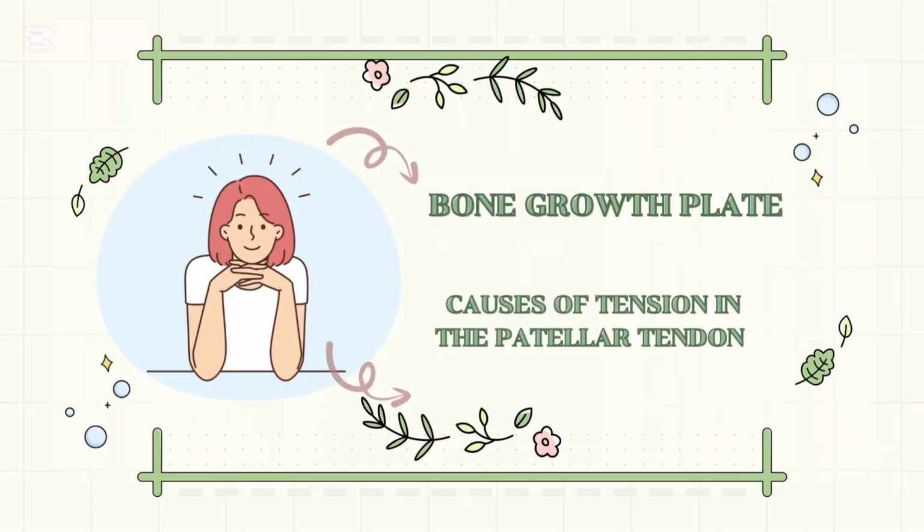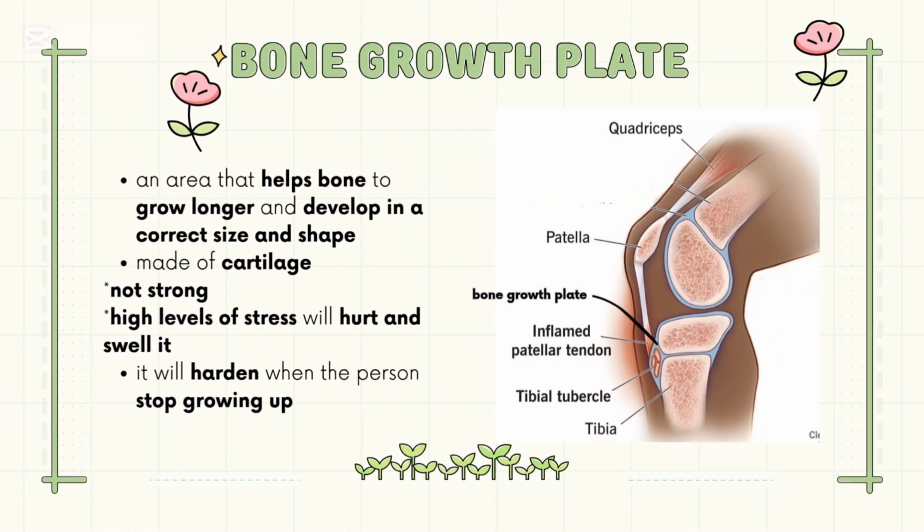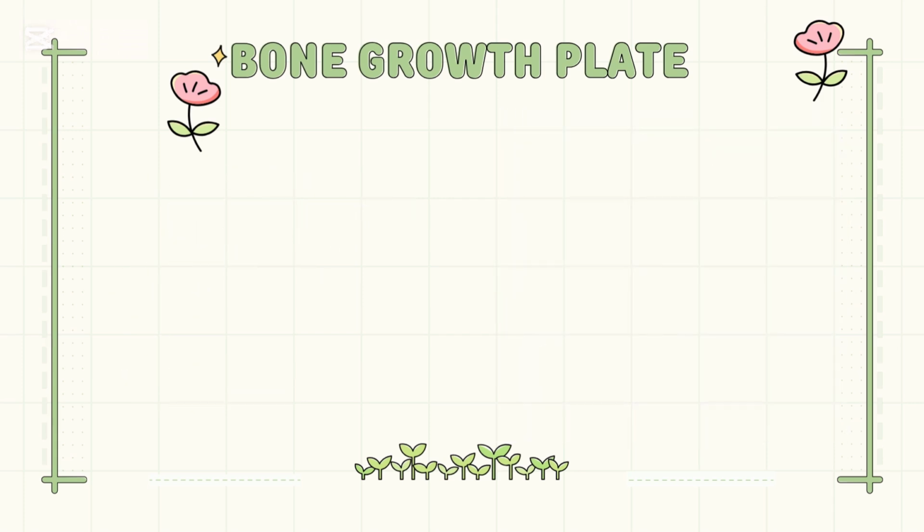Before that, let me explain the bone growth plate and the causes of tension in the patellar tendon. The bone growth plate is an area that helps bone to grow longer and develop in a correct size and shape. It is made of cartilage, which is not strong, and high levels of stress will hurt and swell it. It will harden when the person stops growing.